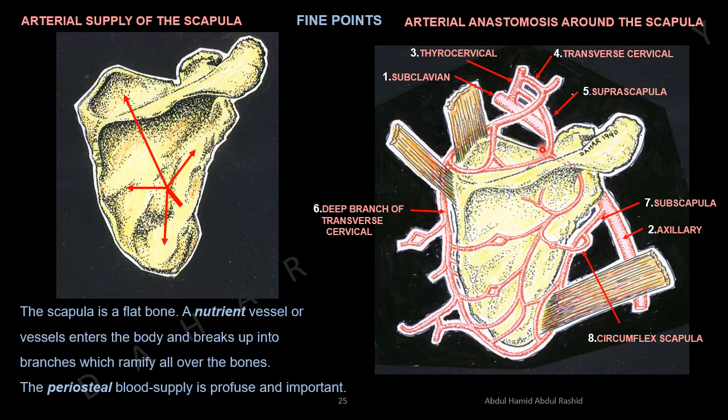So when there is obstruction of these great vessels after the thyrocervical trunk and before the subscapular artery, blood can circulate through this route, going around here, anastomose, and finally come back through this artery and enter the axillary artery and supply the lower part of the upper limb.